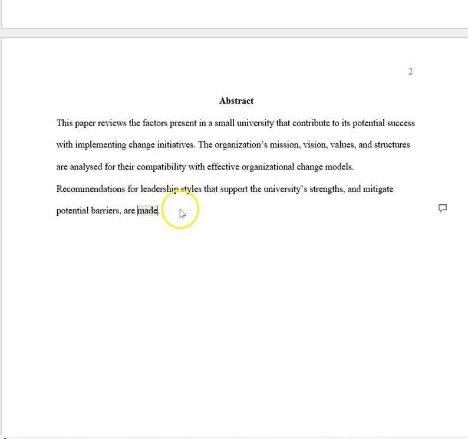The abstract should be less than 150 words, and this author did a good job of that. The purpose of the abstract is so that people could quickly read the abstract and know what this paper is about. Again, notice this is not saying this paper will do this, because the paper is already written. So it's written in past tense. So this paper reviews the factors present in a small university that contribute to its potential success. So that helps people understand what this is about.